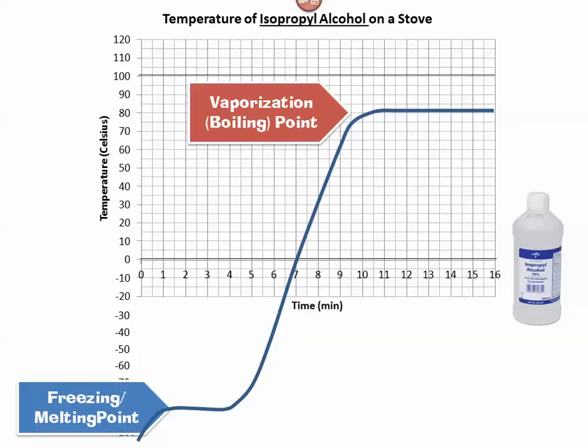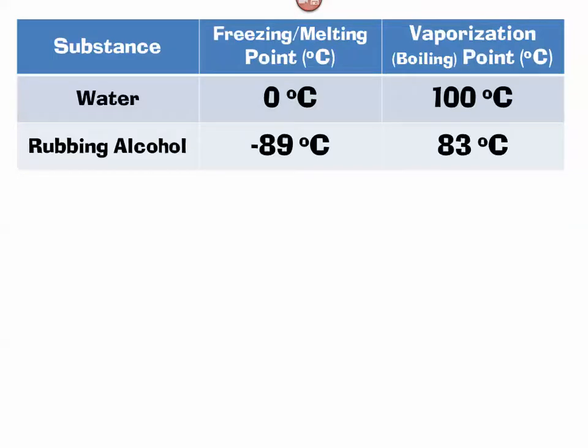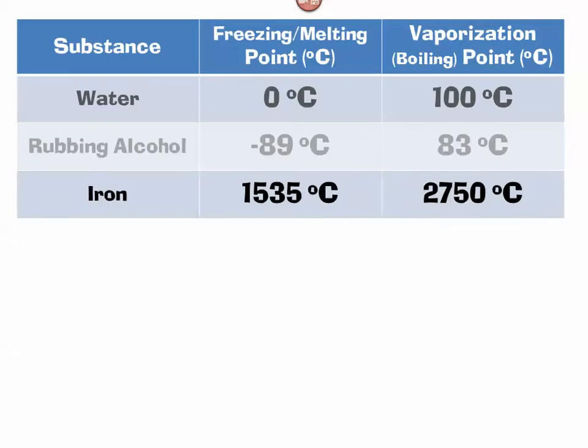You can do this with any substance really, and find its freezing point and find its boiling point. And here they are for water, 0 and 100, which we know. And rubbing alcohol is about negative 89 as its freezing or melting point, and 83 degrees Celsius is its boiling point. We could try it with anything really.